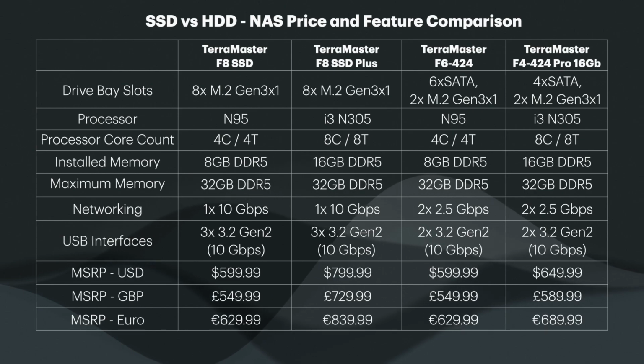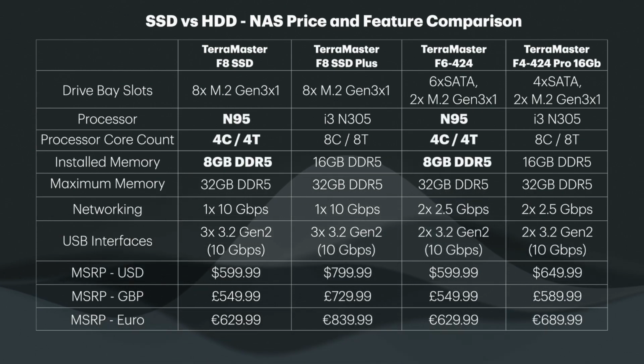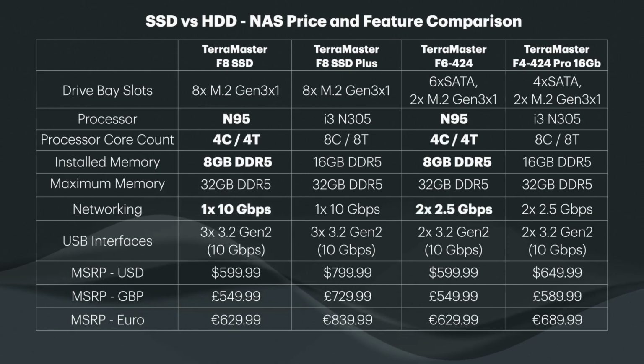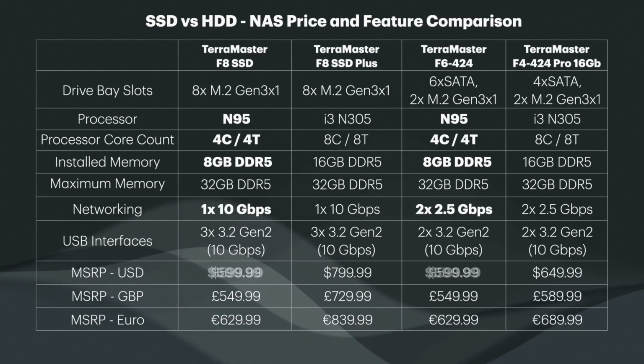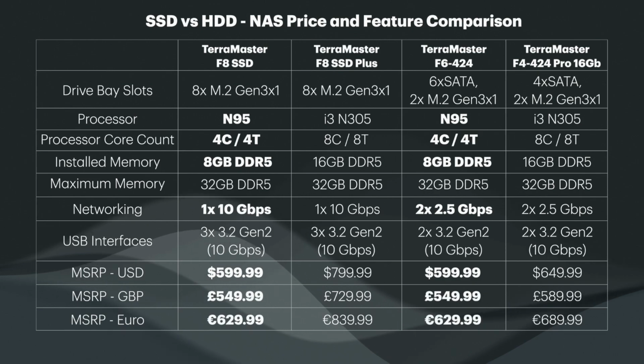And this is the closest I could find in terms of a like-for-like comparison. The F8 SSD is closest in spec to the F6 424 6-bay NAS with the same CPU and memory, with the hard disk unit coming in with 2x2.5 gigabit per second Ethernet instead of the 10 gigabit, and it comes with 2 USB 3.2s instead of the 3 that you get on the SSD unit. And these are also the same price in USD, GBP and in Euros.